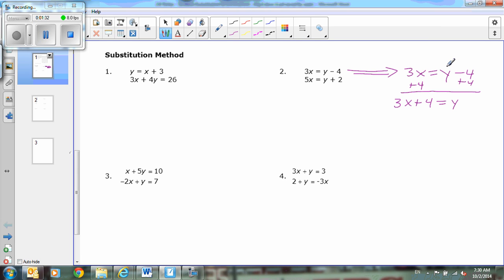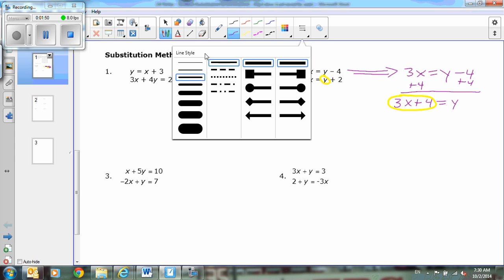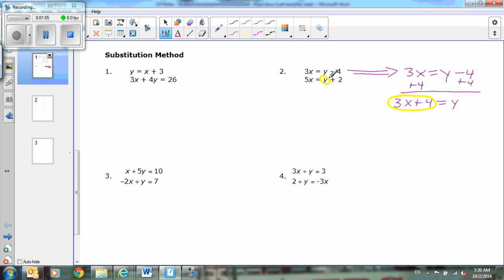So now what we're going to do is look at the second equation and see this y right here. We're going to replace y with what it's equal to. Right here it says that y is equal to 3x plus 4. So we're just going to go back and rewrite that second equation, but we're going to make a substitution. That's why it's called the substitution method. Where I see a y, I'm not going to write y. I'm instead going to write the expression 3x plus 4.